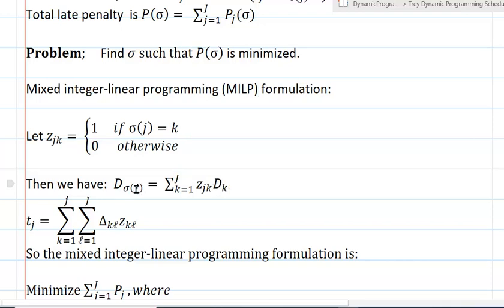So I've expressed the due time of the jth scheduled job as a linear combination, i.e. a linear function of the z_jk's. That's a good thing because linear functions are good.